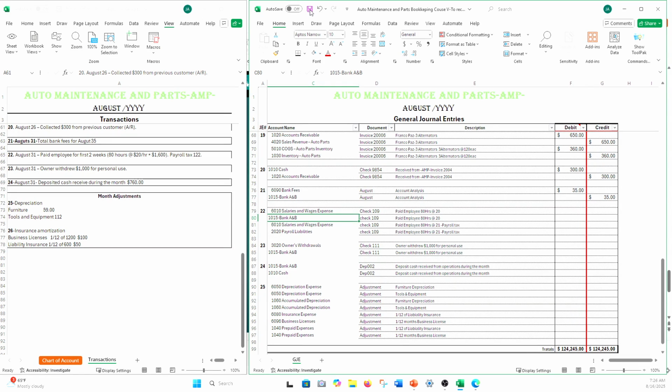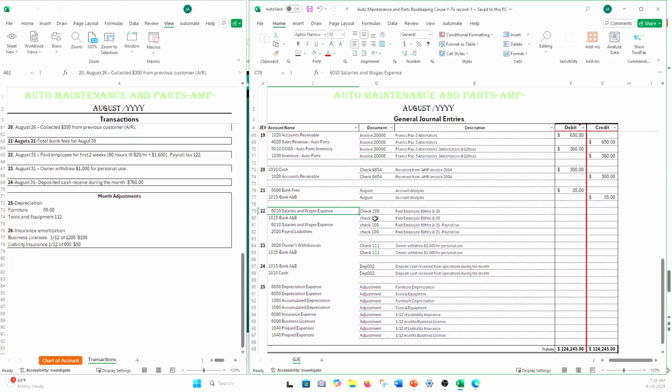Okay, number 22. On August 31, we pay the employee for the first 2 weeks, 80 hours, so $1,600. And the company also calculates that there is a tax the company is going to pay for $122. So what happened here is, there are assumptions here. For this exercise purpose, I got to pay $1,600 to that person.